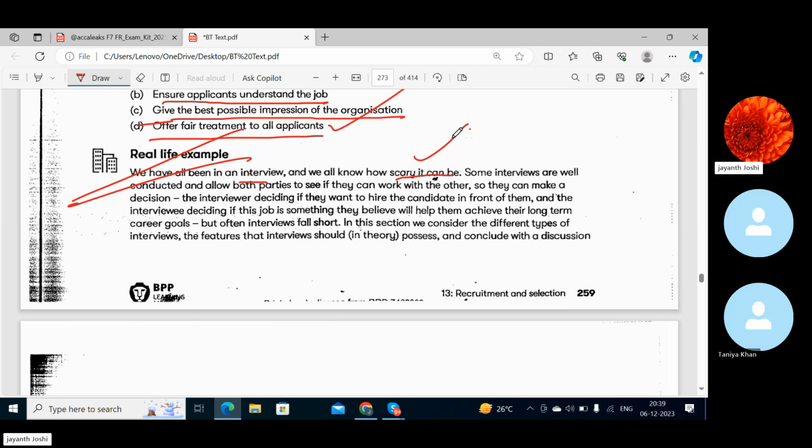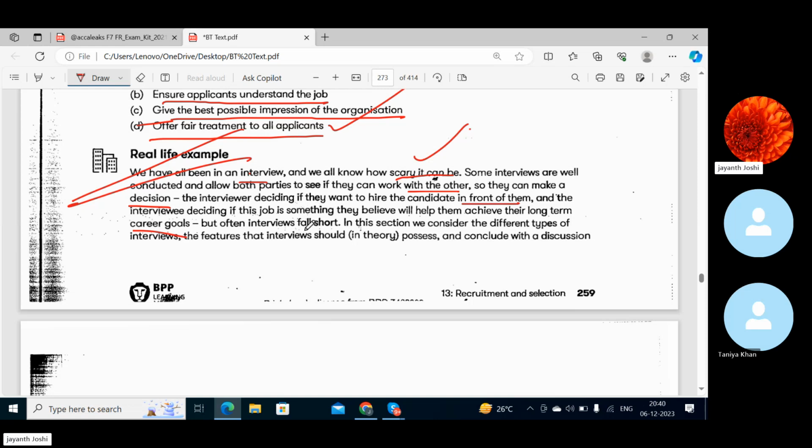See, a teacher has no pressure when an exam is conducted, but the pressure is on the student. They have immense pressure, right? So some interviews are well conducted and allow both parties to see if they can work with the other, so they can make a decision. The interviewer decides if they want to hire the candidate in front of them, and the interviewee decides if this job is something they believe will help them achieve their long-term career goals. So the interviewer will check whether the candidate suits their role, and the interviewee will check whether the organization in which he or she wants to work is one they can fit themselves into, right?